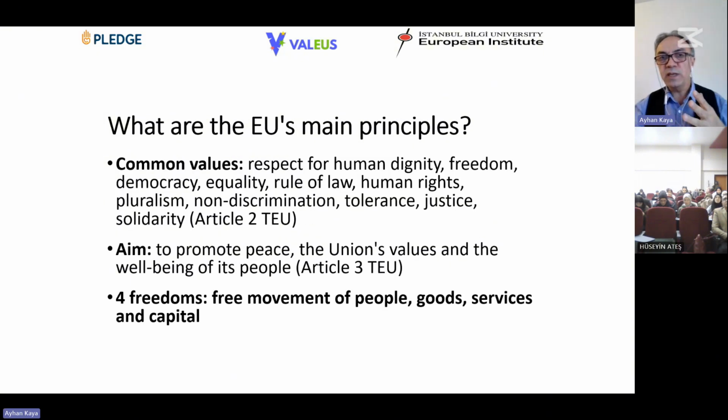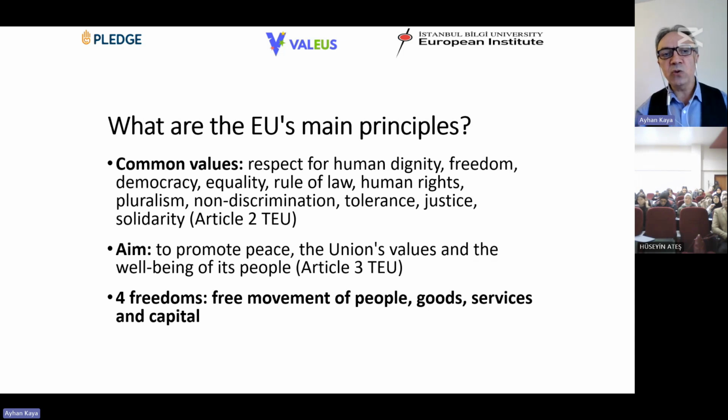So the EU is based on certain common values. This is an important matter. What kind of values do we talk about? Respect for human rights, freedom, democracy, equality, rule of law, pluralism, non-discrimination, tolerance, justice, and solidarity. So these are the foundational values of the European Union, right?